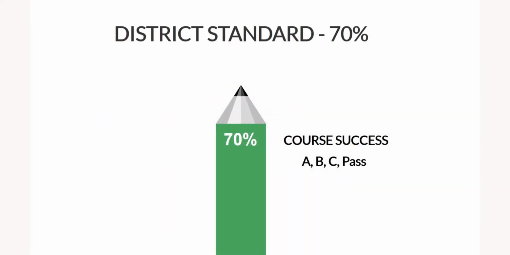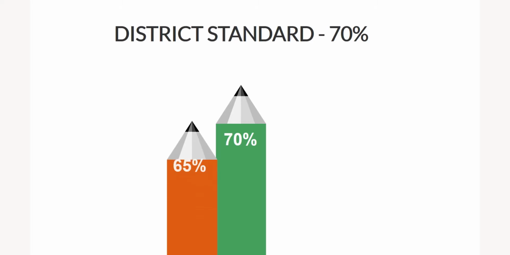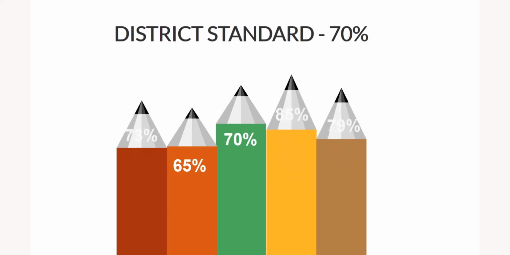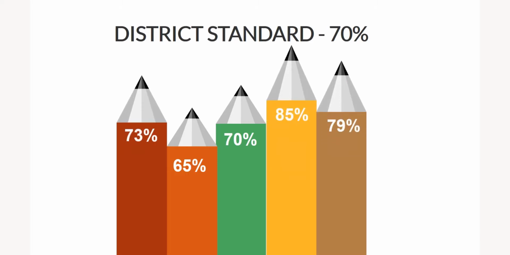After analyzing the data, think about what the baseline course success rate should be for your discipline. Should it be set at the district's standard of 70%? Should it be lower? And if so, why? Can it be higher? And if so, why? Remember, the standard is the minimum acceptable level of student achievement.